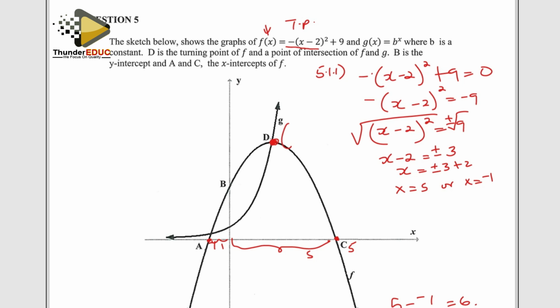So the coordinates of the turning point from this graph, since this is a negative, it becomes a positive, and then 9. Those are the coordinates of the turning point. So for 5.1.2, I'm going to say that y is b to the x, where there is y I'll put 9, and where there is x, 2, and then squared. Find the square root. b must give me plus minus 3, but the shape of the graph is increasing. So therefore, our b needs to be 3.